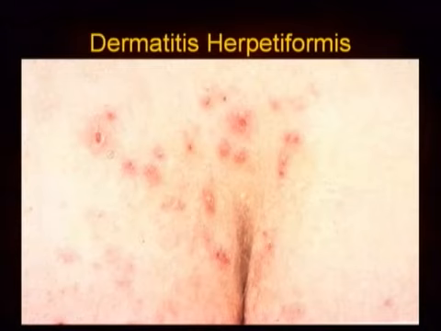Another typical location, here you can kind of see the notion of where some vesicles maybe used to be, but now again all you see are those erosions that are present.